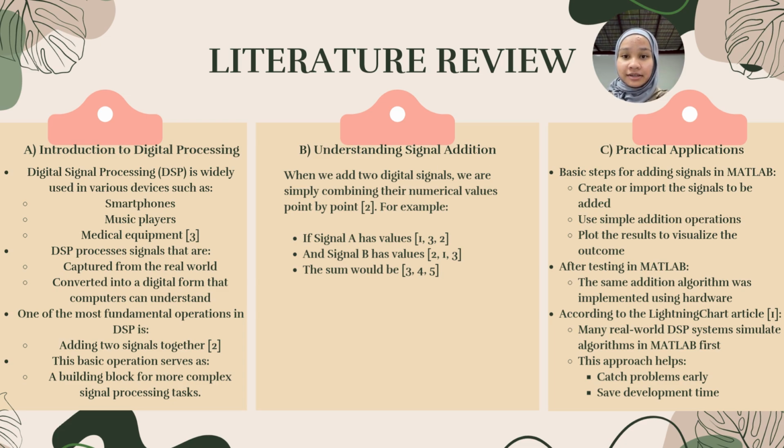B. Understanding signal addition. When we add two digital signals, we are simply combining their numerical values point by point. For example, if signal A has value 132 and signal B has value 213, the sum would be 345. C. Practical applications. Basic steps for adding signals in MATLAB are: create or import the signals to be added, use simple addition operations, and plot the results to visualize the outcome.